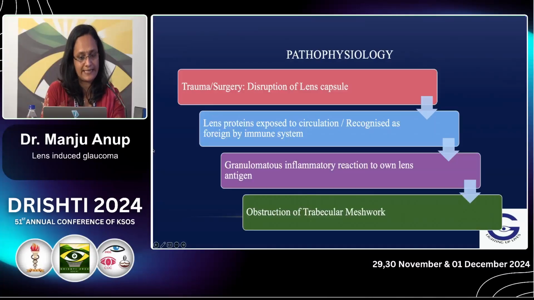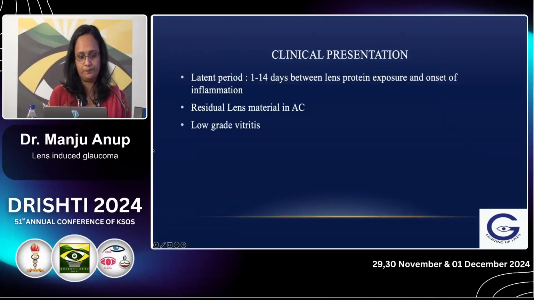Coming to phacoantigenic glaucoma, it is an Arthus type immune complex reaction mediated by IgG and the complement system. There will be a history of trauma or surgery which led to disruption of the lens capsule, and these lens proteins are exposed to circulation and recognized as foreign by the immune system. This will initiate a granulomatous inflammatory reaction directed against one's own lens antigens, and this will lead to obstruction of the trabecular meshwork and increased intraocular pressure.